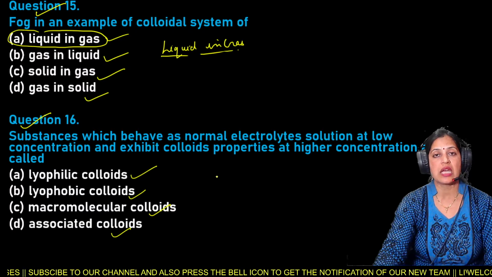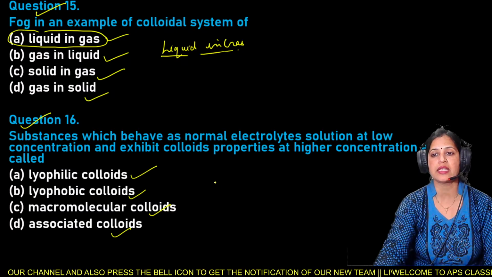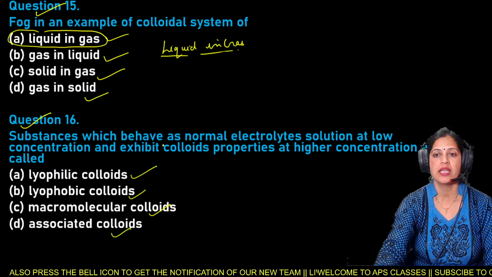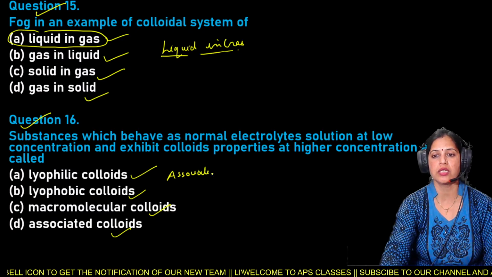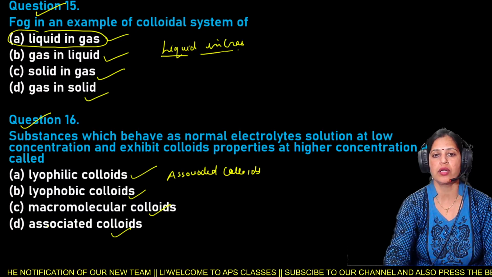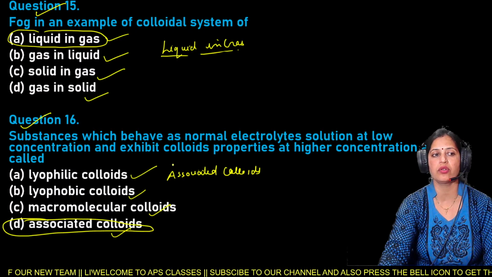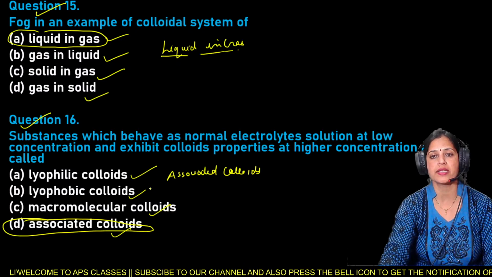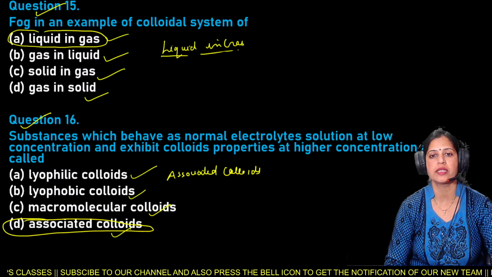So the substances that behave as the normal electrolyte solutions at low concentration and they exhibit the colloid properties at higher concentration, they are called as associated colloids. Not macromolecular colloids, not lyophilic colloids, and even not lyophobic colloids. But these are the examples of the associated colloids.